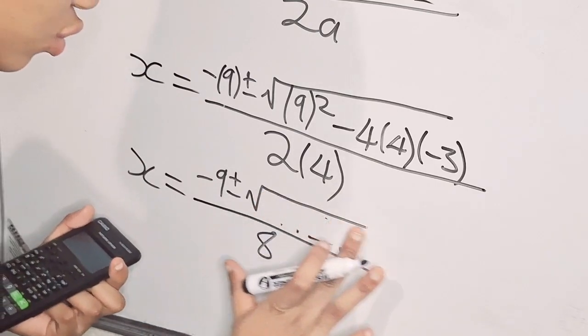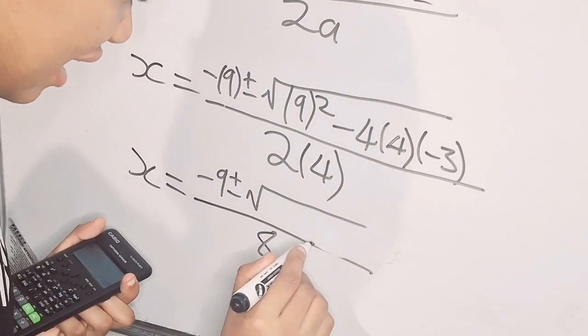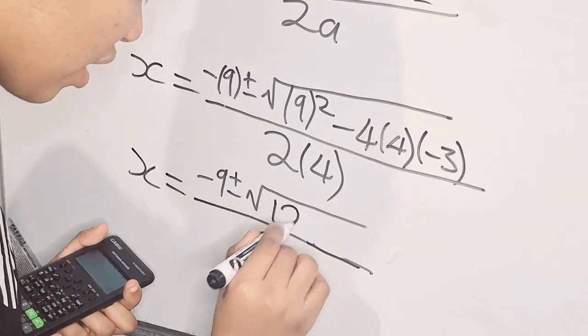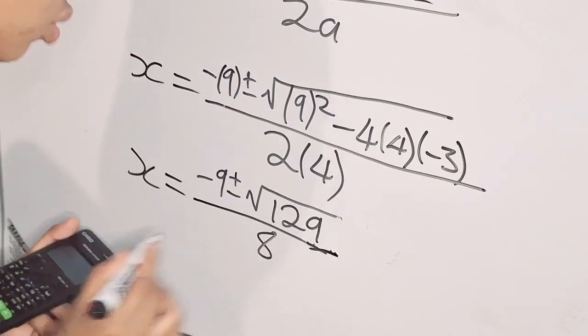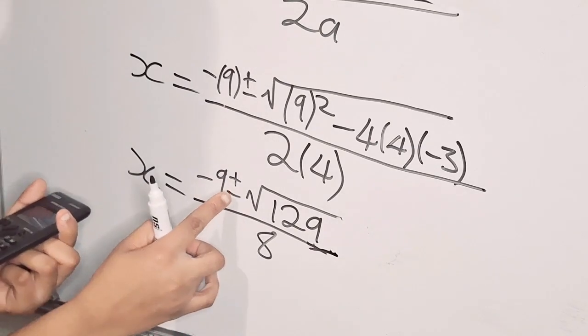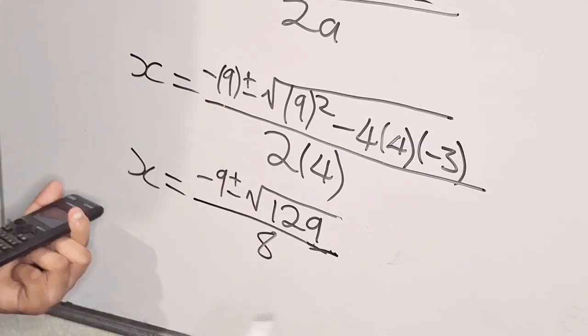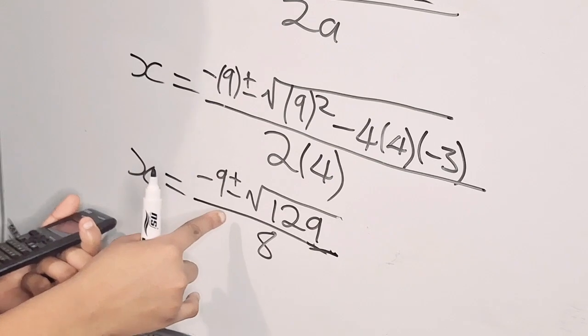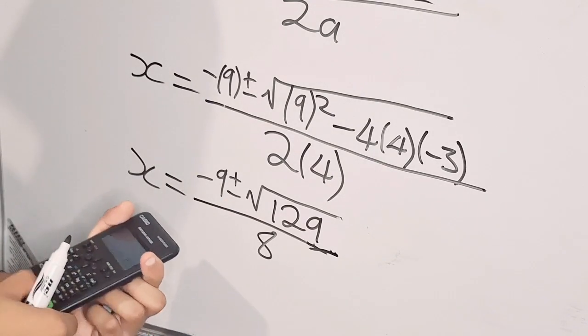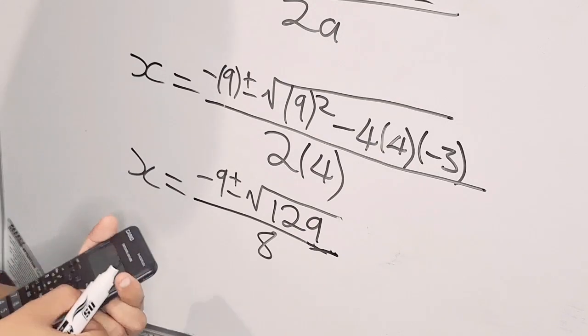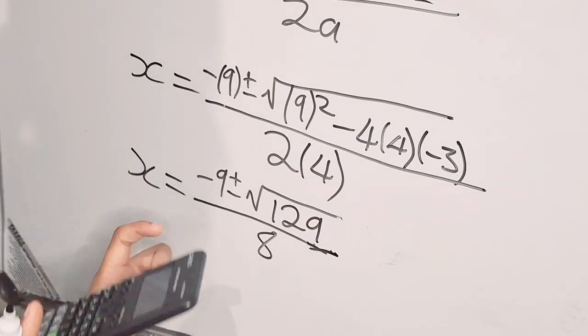So under the square root, I can just write 129. I just added them together. So 129 like this. I first calculated using plus here in the middle, then afterwards I calculate using minus, right? Square root. Okay, let's see if 129 has a square root. Okay, it doesn't. I'll just put everything on the calculator.